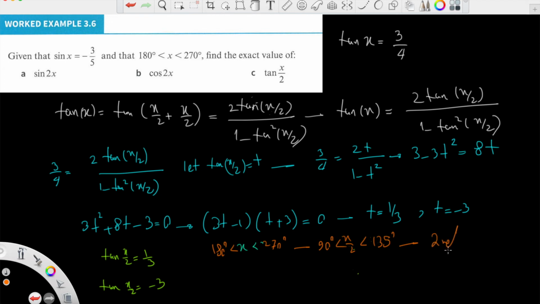In the second quadrant, tan is negative. So in the second quadrant, tan is less than 0. So this will be the acceptable answer. So tan of x over 2 will be negative 3. Negative 3 will be the acceptable answer actually.